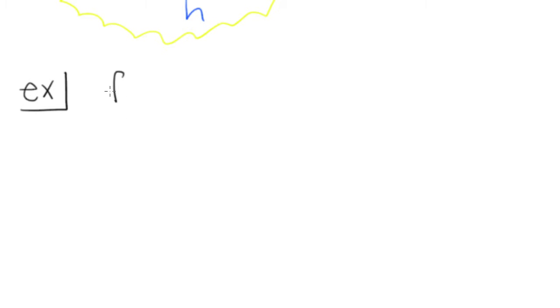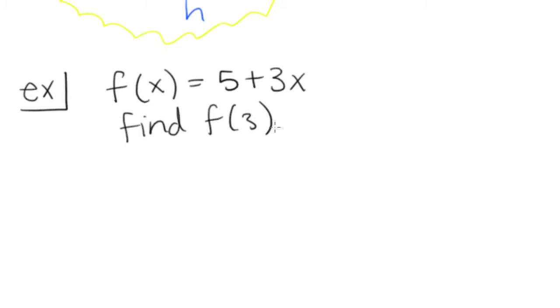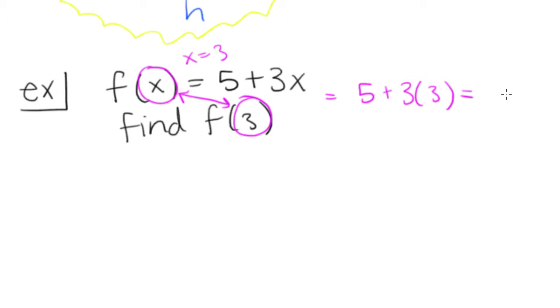So say we have example f of x equals 5 plus 3x. Okay, and you're being told to find f of 3. Basically what that's saying is plug 3 in to wherever you see an x, because see right here, f of x and f of 3, it's basically saying that x equals 3. So you're going to plug 3 in wherever you see an x. So you would get 5 plus 3 times 3 equals 9 plus 5, which is 14. Okay, so that's basically kind of what we're going to be doing. It's a lot of substitution.